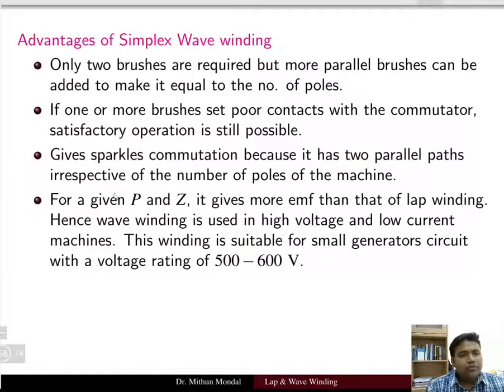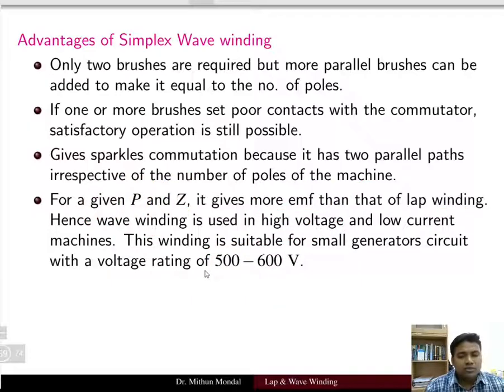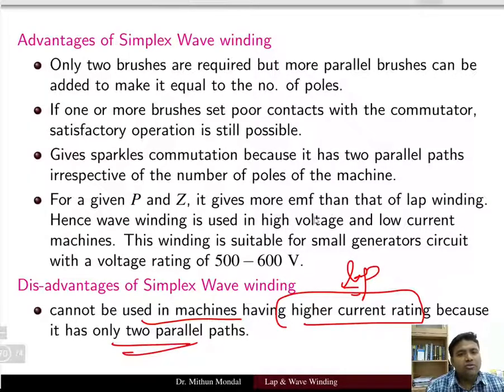If you fix the number of poles and the number of conductors, it will give you more EMF as compared to the lap winding. So wave winding is generally used for high voltage and low current machines. We have seen that lap winding is generally used for high current machines. Here we use it for high voltage machines because EMF is more, generally in the range of 500 to 600 volts. The disadvantage is that it cannot be used in machines having higher current rating, where lap winding is used. Higher current rating you don't use because it has only two parallel paths. However, when you require high voltage, then we use wave winding.